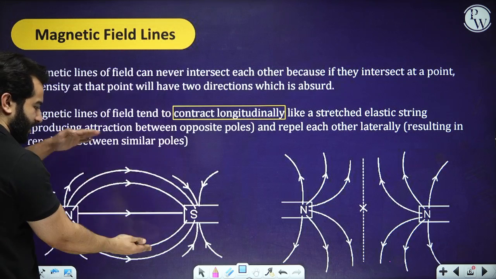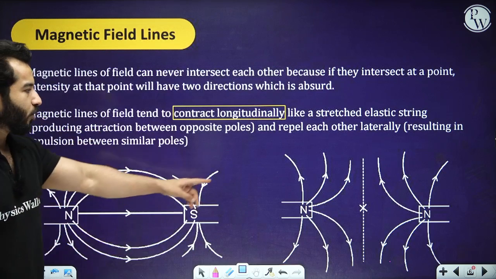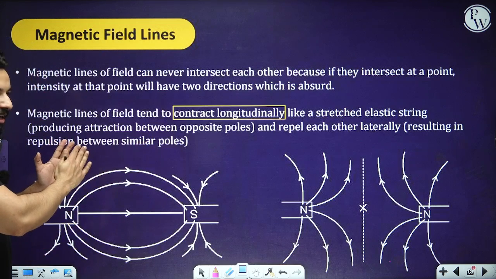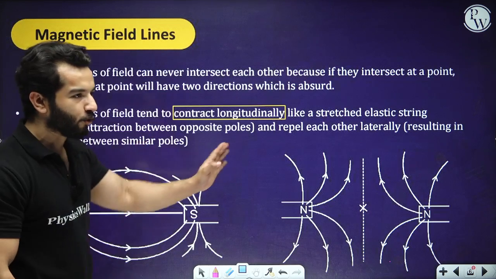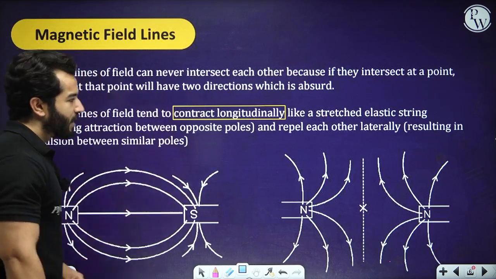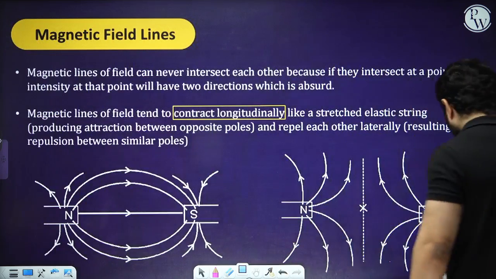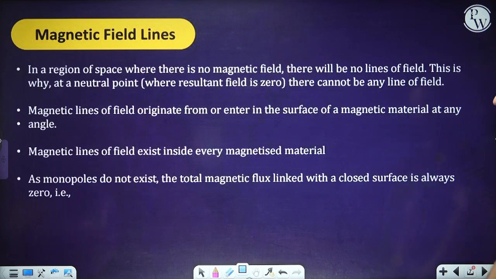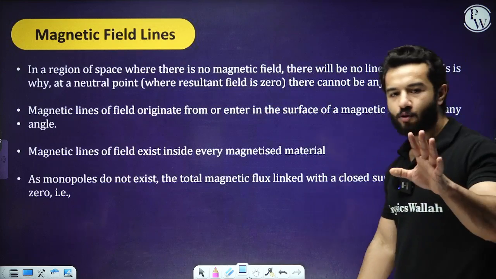It is contracting. That means the lines are coming together, something like this, and over here they are repelling each other laterally. That means when you have similar poles, or like poles, they are going to repel. So please remember these diagrams also. Some more few properties, and then we'll quickly move to some numericals.